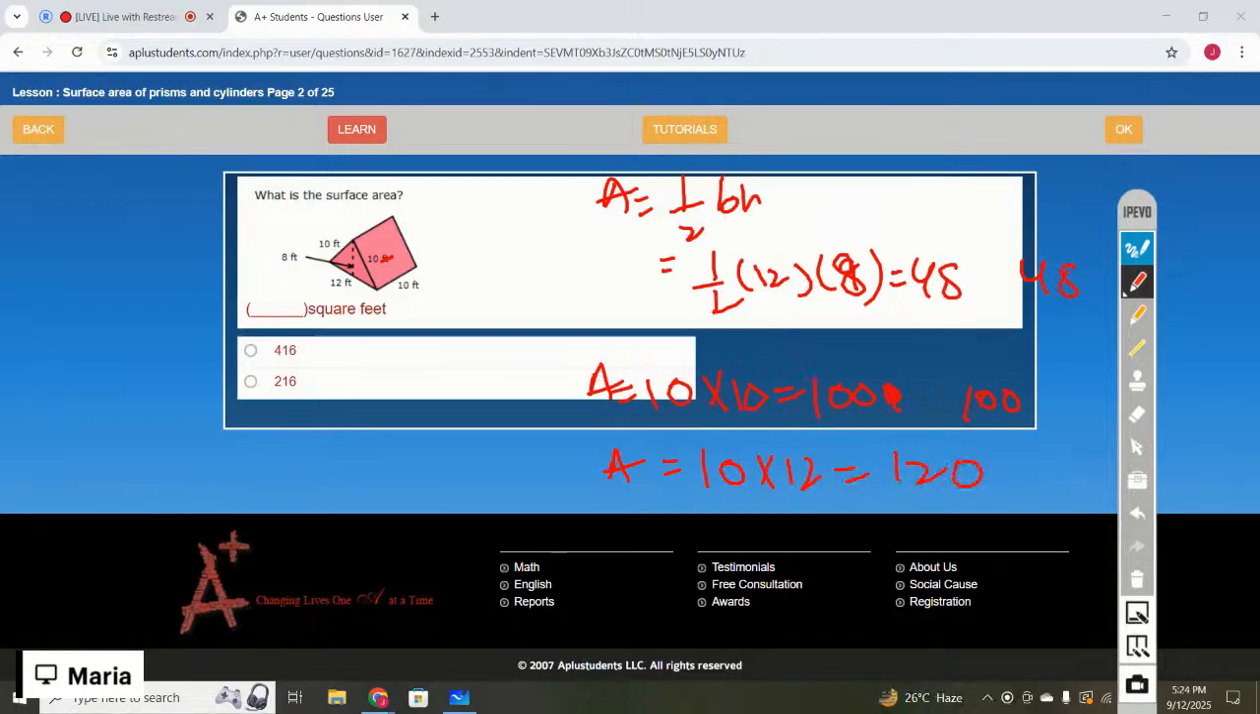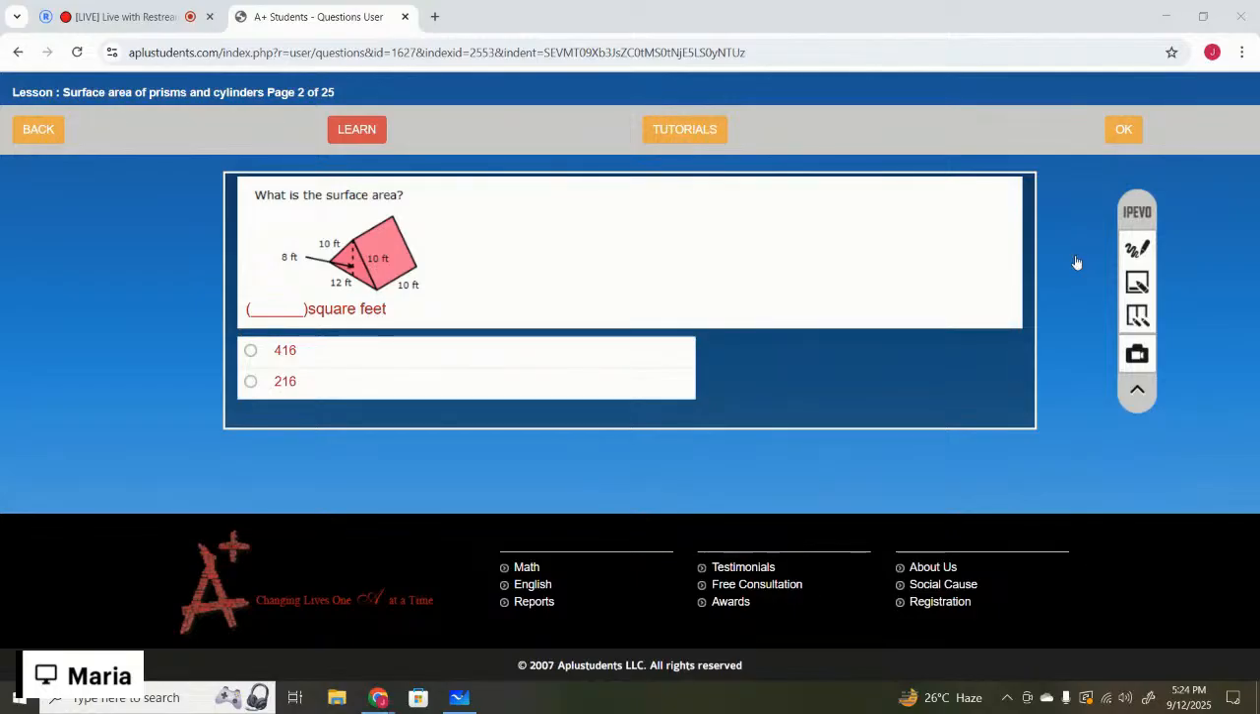So which is the correct option? Let's just add them all. 200 plus 120 plus 48 plus 48. That is 416. Option number 1 is the correct option. 416 it is.